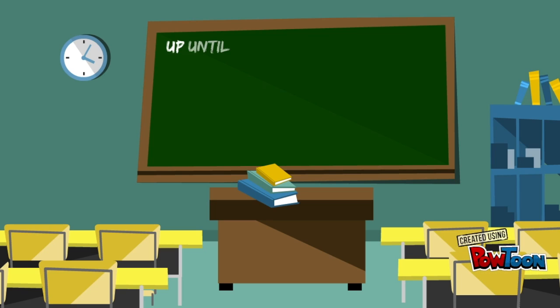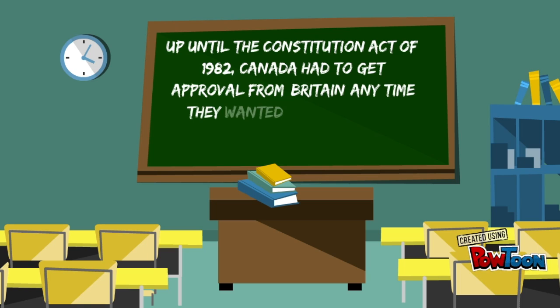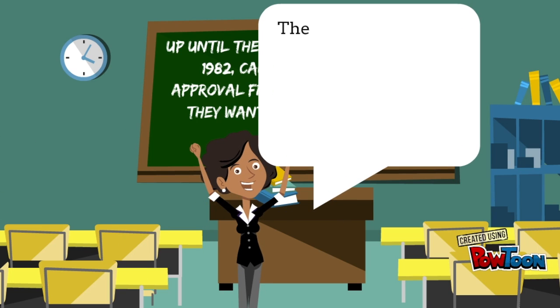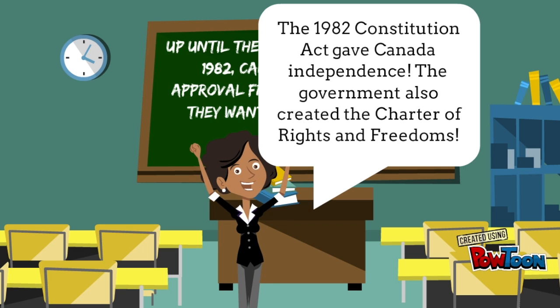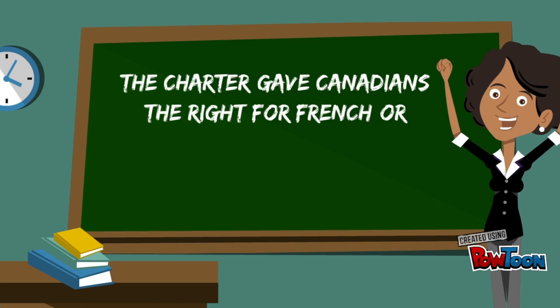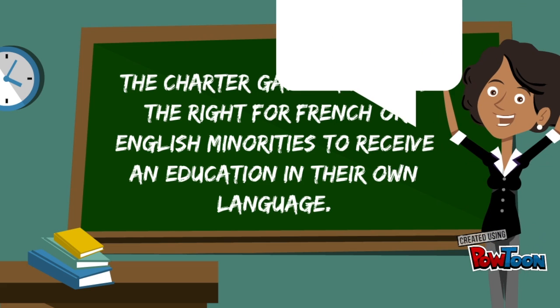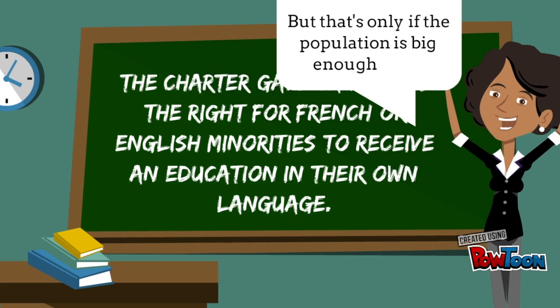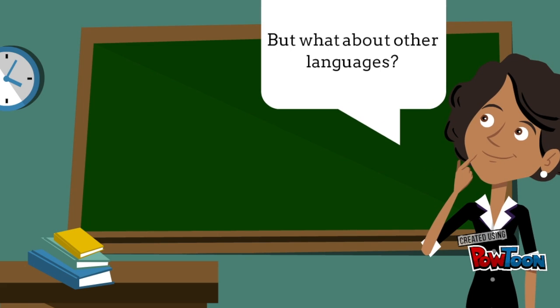Up until the Constitution Act of 1982, Canada had to get approval from Britain anytime they wanted to make legal changes. The 1982 Constitution Act gave Canada independence. The government also created the Charter of Rights and Freedoms. The Charter gave Canadians the right for French or English minorities to receive an education in their own language. However, it was only if the population was large enough. But what about the people who speak other languages?